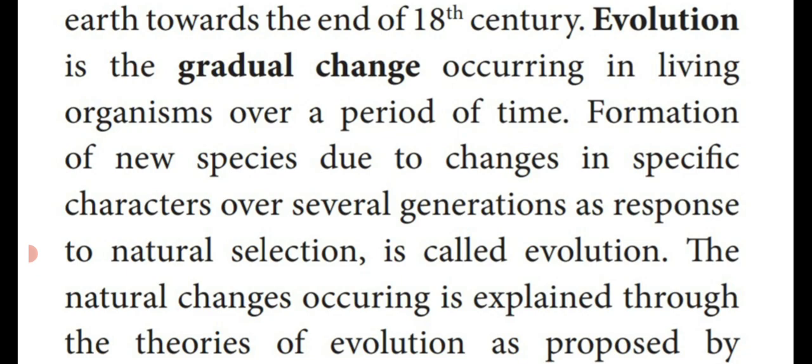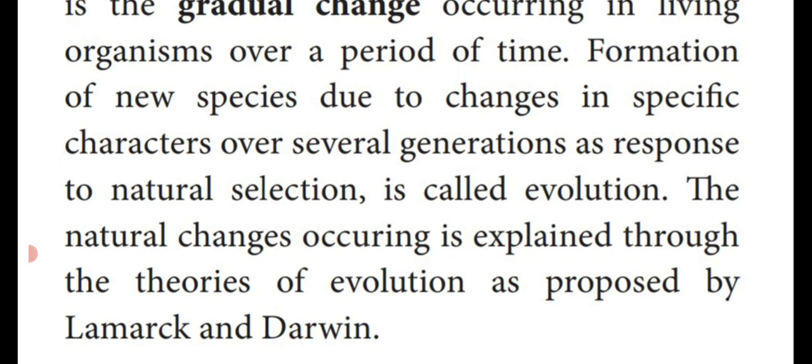So these natural changes are explained through the theories of evolution proposed by two scientists. One is Lamarck, another one is Darwin. So how gradual changes occur in the living organism, which produce special characters over several generations, and those organisms which respond to the natural environment, is known as evolution. The theory of evolution was proposed by two scientists, one is Lamarck, another one is Charles Darwin.